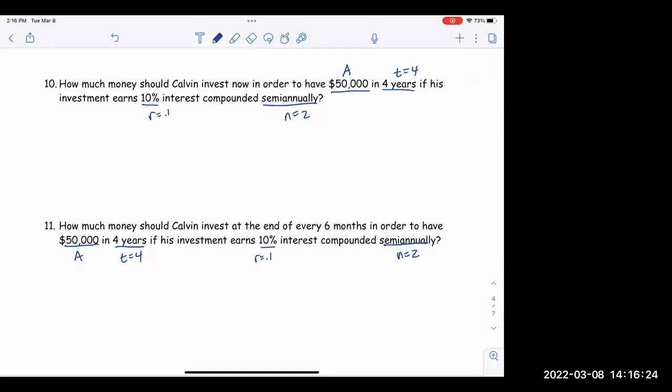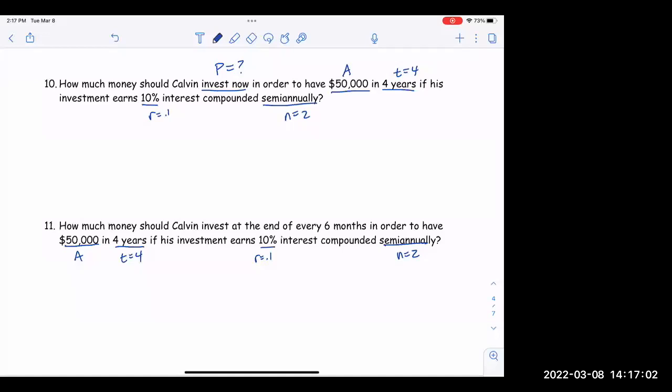So if you just put labels on all these, that by itself is not really enough to go on here because they look pretty much the same, but they're not. So the difference here is number 10 says how much money should Calvin invest now? Versus number 11 says how much money should Calvin invest at the end of every 6 months? So the difference is that this is talking about a starting investment, just putting some money in and saying, what does it grow to, right? Saying, what do I end up with? So the principal is looking for P.